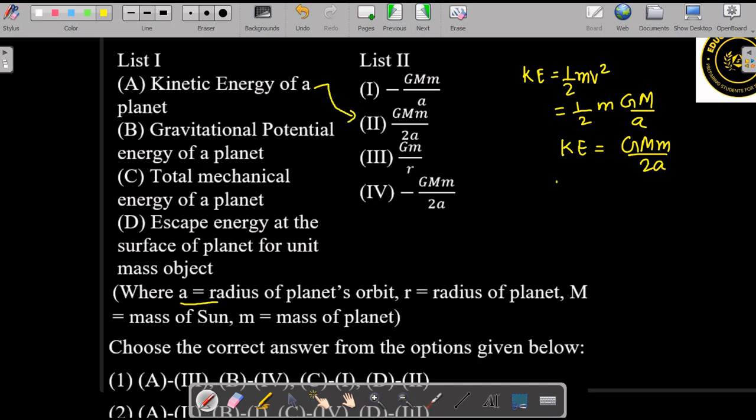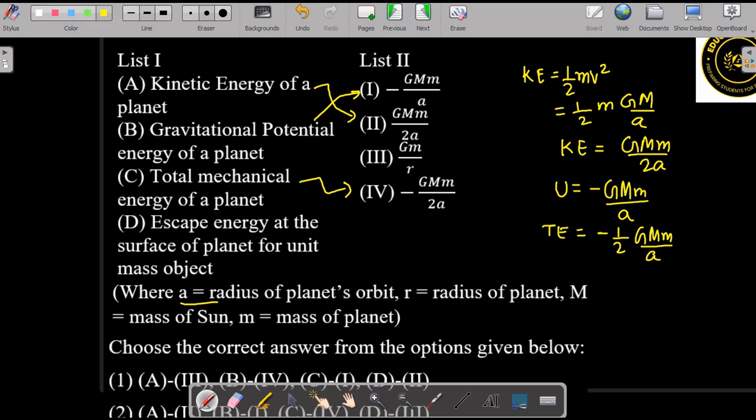And potential energy is minus GMm by a again. So this will match with this. Total means you have to add both, total energy. Mechanical means kinetic plus potential. When you add this, plus half and minus 1, minus half will come, right? GMm. So total energy matches with this, fourth.